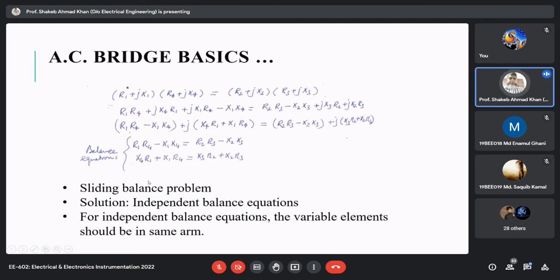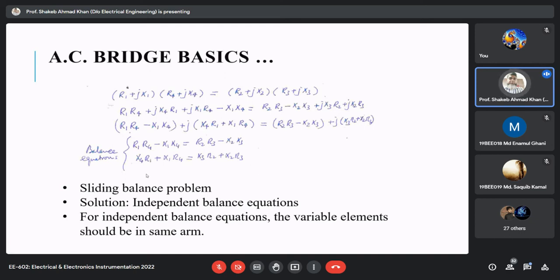So the concept is, suppose your R4 is present only here and your X3 is present only here. In that case, you should have such a balance equation. If it is possible, then these two balance equations will be independent. So R4 you can use to balance this equation, and X3 you can use to balance this equation. This way, the sliding balance problem can be avoided. This problem will not be present when you are having independent balance equations.